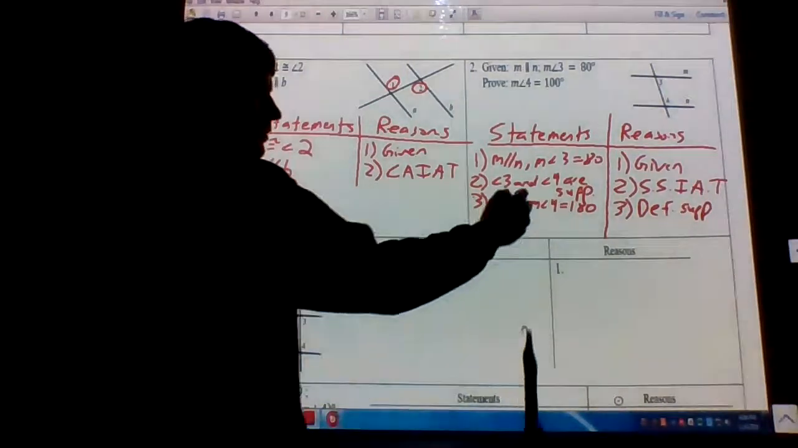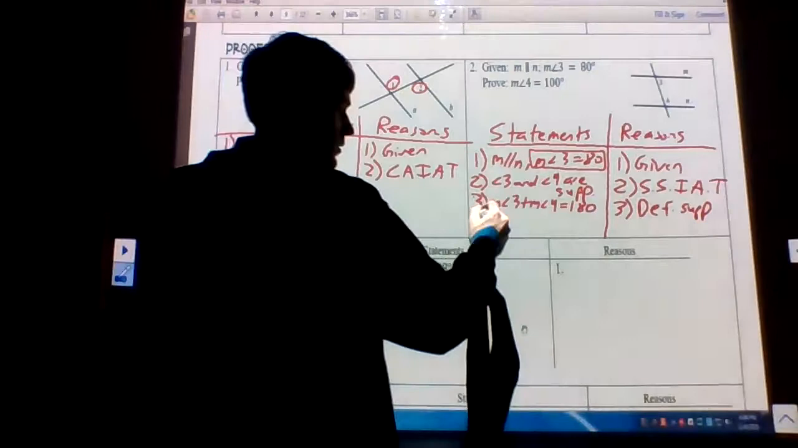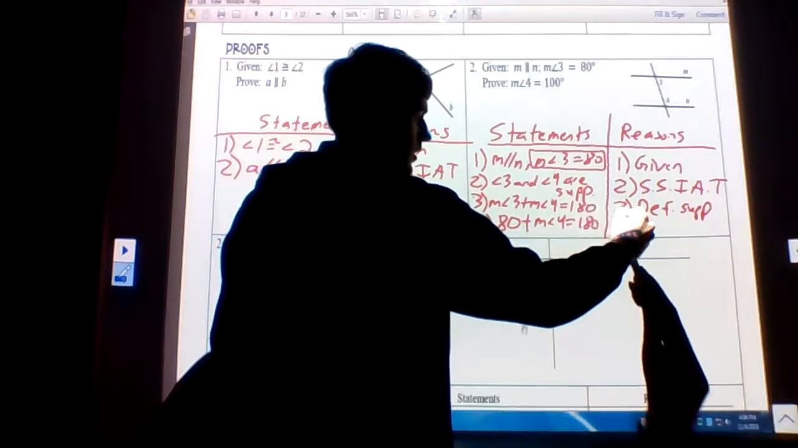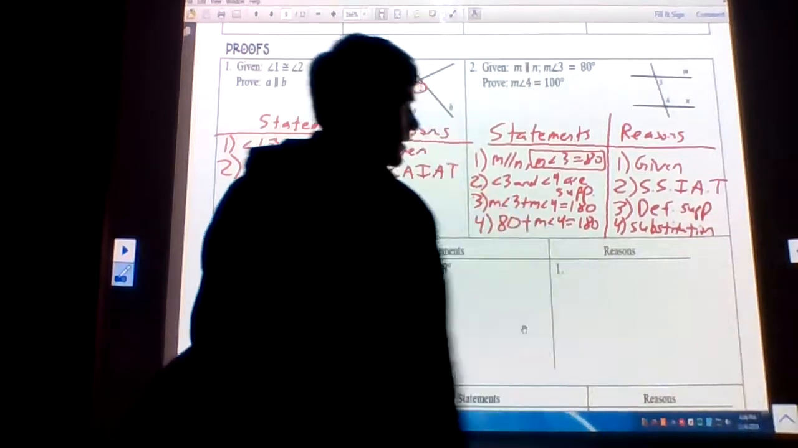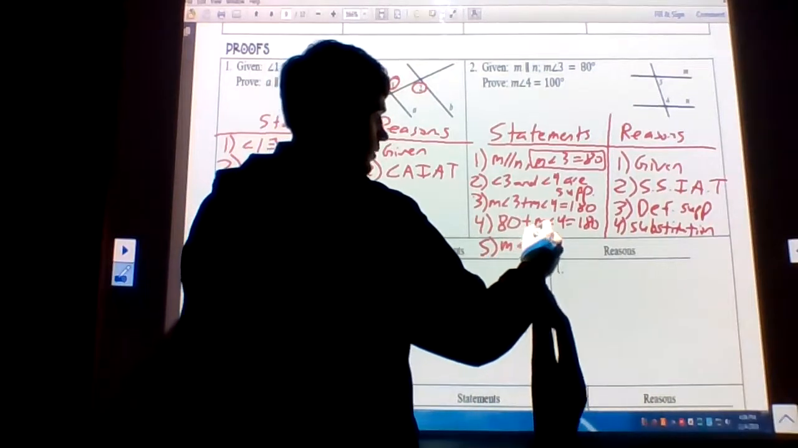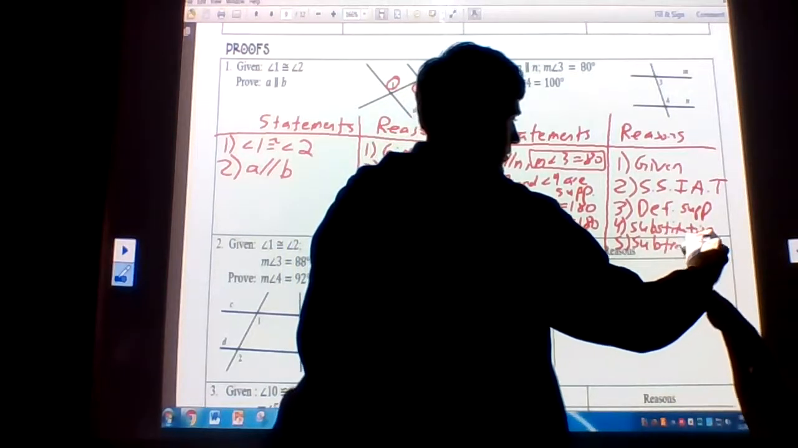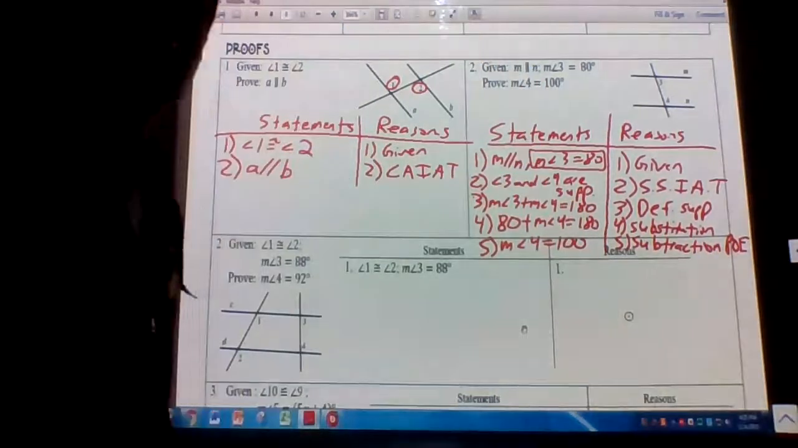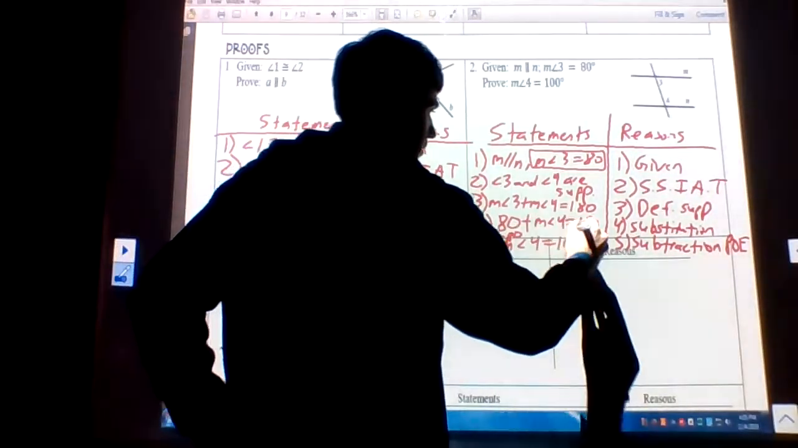We can then substitute in the measure of angle 3 here. So it's going to be 80 plus the measure of angle 4 equals 180. And that is substitution. And then we can do the subtraction property of equality. When we subtract 80 from both sides, we get the measure of angle 4 equals 100. This was the subtraction property of equality. Right? We're subtracting 80 from both sides, and we get the measure of angle 4. Minus 80, minus 80.